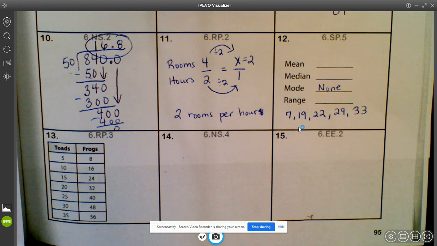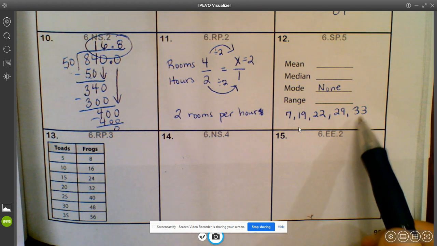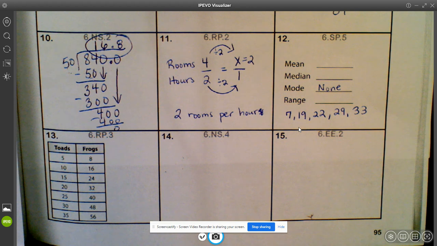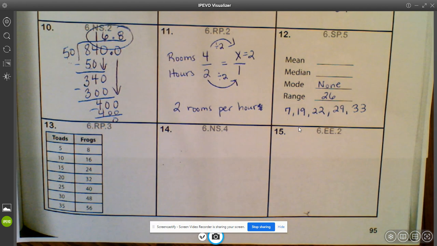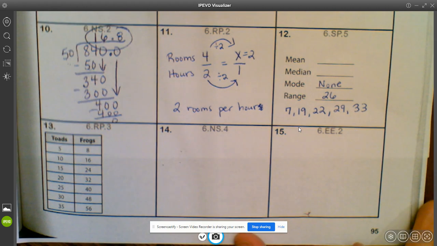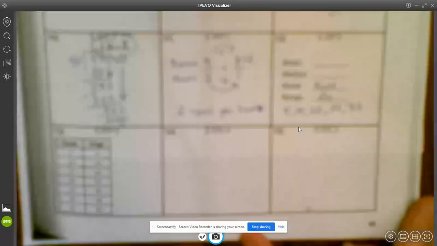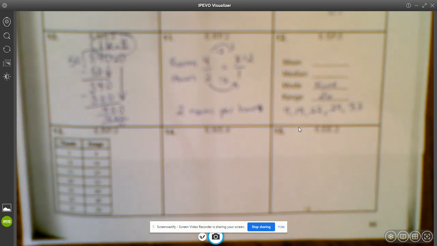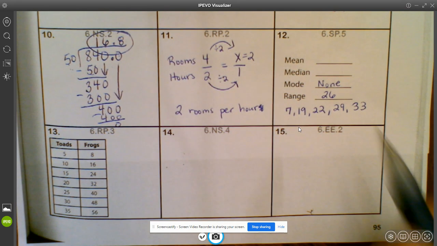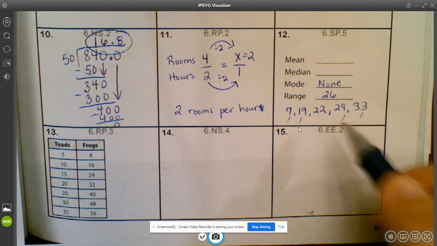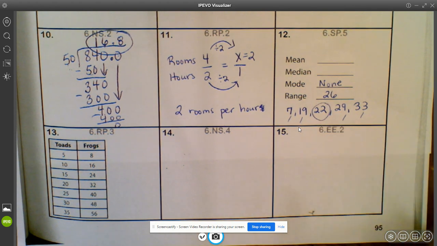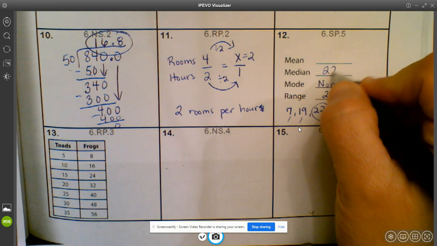All right. So we're going to take the highest number and subtract the lowest number. So 33 take away 7 would be 26. So that's your range. And then your median is the number in the middle after you put your data in order from least to greatest. So if we look at least, greatest, it looks like our number in the middle would be 22.